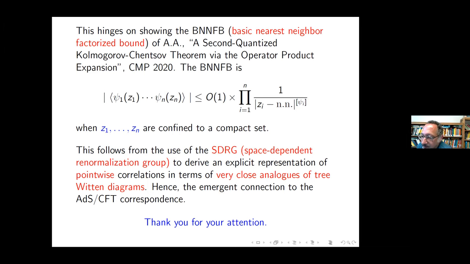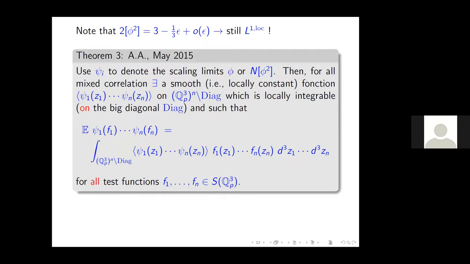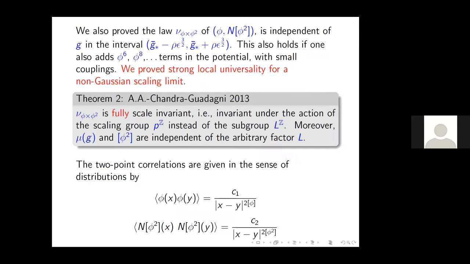Thank you. Maybe a little question with respect to your stability result in, I think, one of the last, but not the very last transparency, where you said you can add these phi to the 6 and phi to the 8 terms with small coefficients. Can you be a bit more precise on what you can really do when you add also non-polynomial terms?